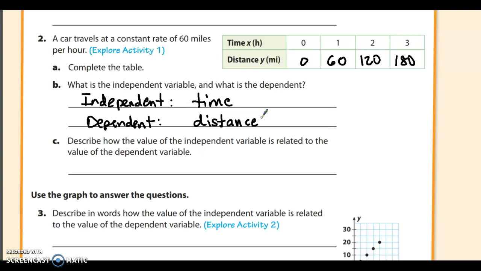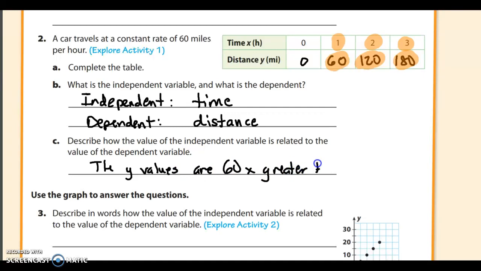Question C says, describe how the value of the independent variable is related to the value of the dependent variable. Well, what do we notice about the y's? This one is 60 times greater than this one. This is 60 times greater than this one. This one is 60 times greater than this one. The y values are 60 times greater than the x values.